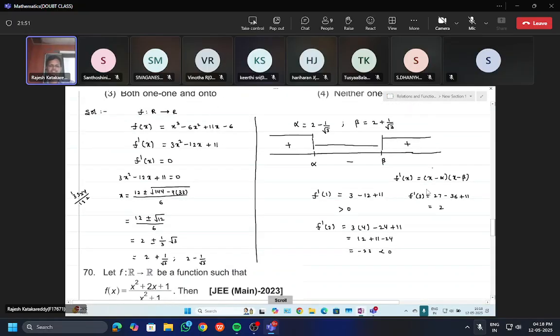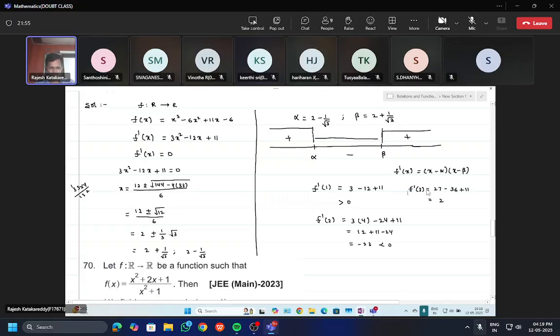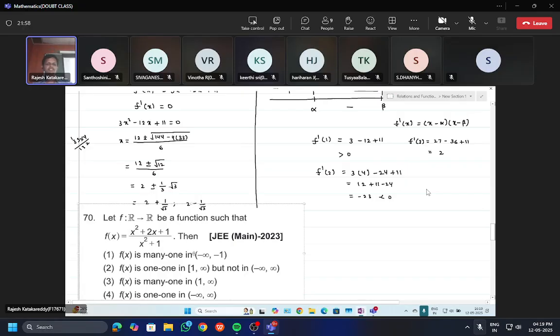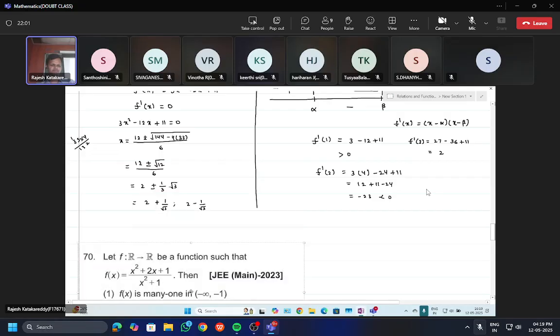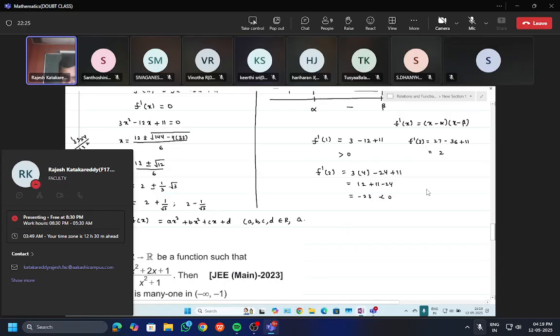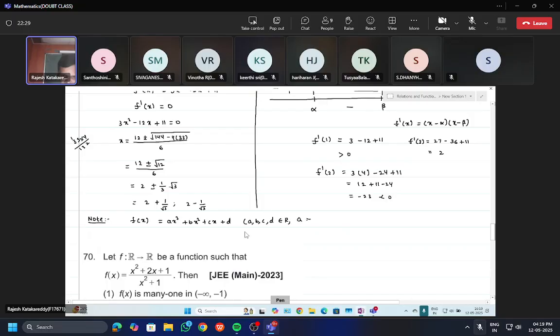Now, next, to check the onto nature, whenever we have a cubic equation, always remember this. You can read this as a note point, or a point to be noted. Let's say we have a cubic equation f of x is equal to ax cube plus bx square plus cx plus d, where a, b, c, d are all real numbers and a is a non-zero real number. If you have something like this, for this function the range will always be minus infinity to plus infinity. We can see that by graph.